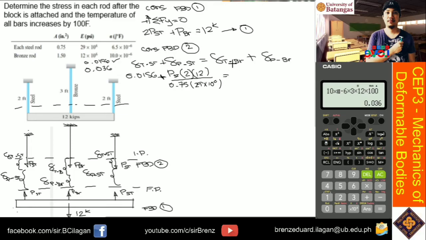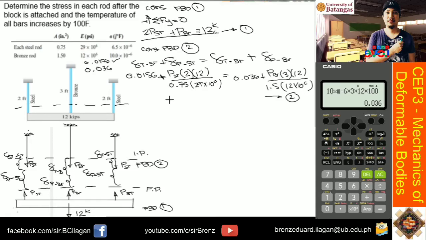So equals dun sa ating temperature for the bronze na 0.036. And then plus P bronze times the length, which is 3, then multiply by 12 over the area na 1.5, and then 12 times 10 to the 6. Okay, so this will be our equation number 2. So i-rewrite nyo lang, nakagaya dapat nitong equation na to.